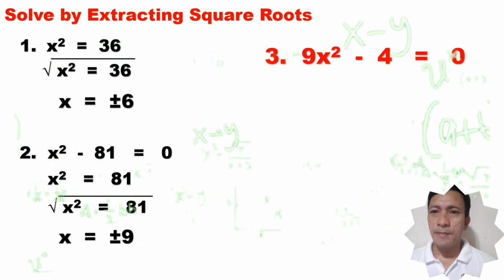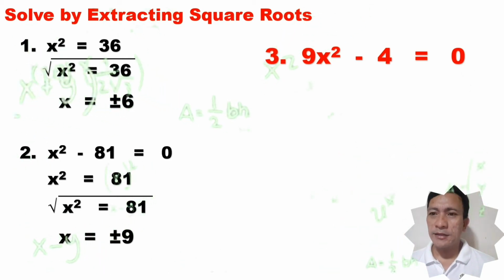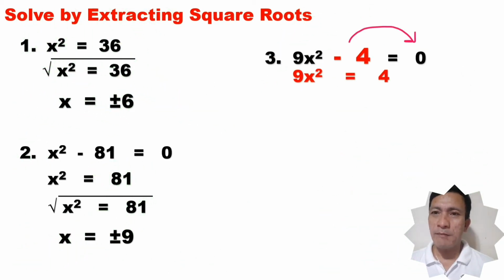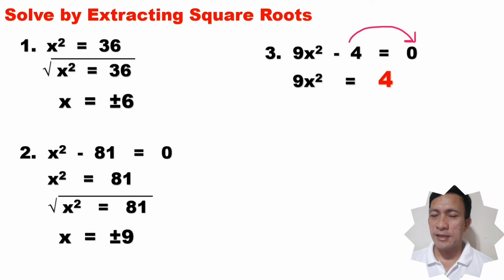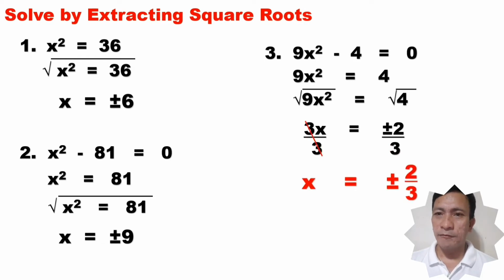Problem number 3. 9x squared minus 4 equals 0. Again, transpose negative 4 from the left to positive 4 on the right. Extract square root of both sides. Square root of 9x squared is 3x. Square root of 4 is plus and minus 2. Divide by 3 on both sides, cancel 3 from x. Therefore, the values of x are positive and negative 2/3.